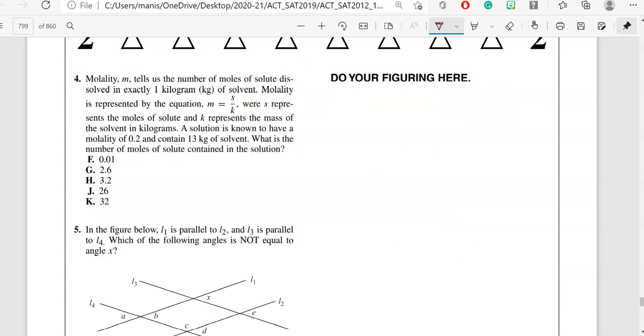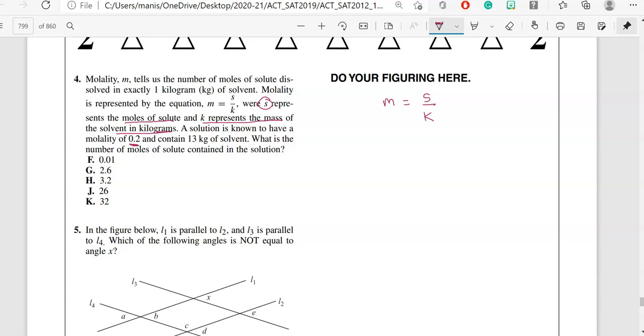Question number 4 says molality tells us the number of moles of solute dissolved in exactly 1 kilogram of solvent. Molality is represented by the equation. Whenever I see an equation in a question, it clearly tells me that I have to substitute some values and I can get the answer. Here S represents the moles of solute, and K represents the mass of the solvent in kilograms. A solution is known to have a molality of 0.2.